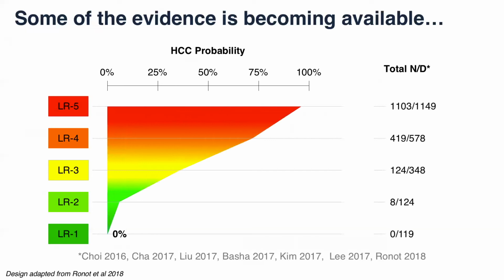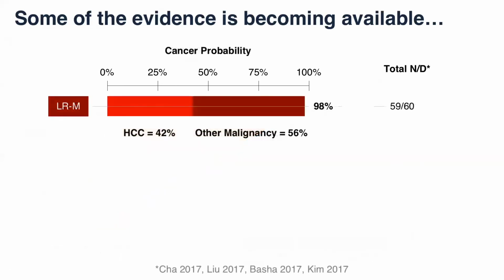So in the published literature, 0% of all LR1s have been malignant, 6% of LR2s have been malignant, 36% of LR3s have been HCC, 72% of LI-RADS 4s have been HCC, 96% of LR5s have been HCC. So this seems like it's working quite well. Now you might argue it's not perfect because we want this to be closer to 100%, but this system that we created seems to be working quite well according to the published literature.